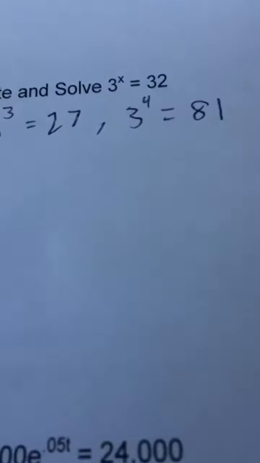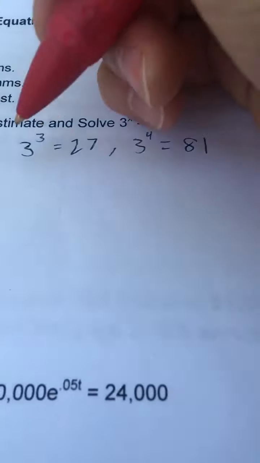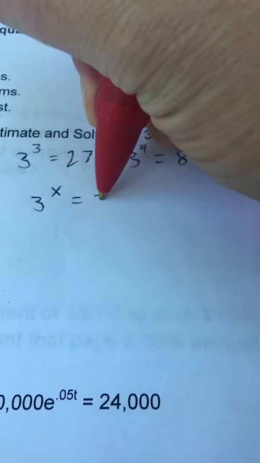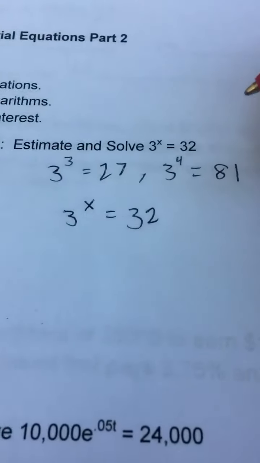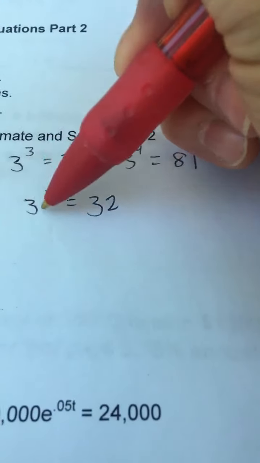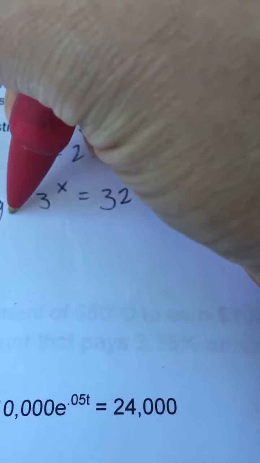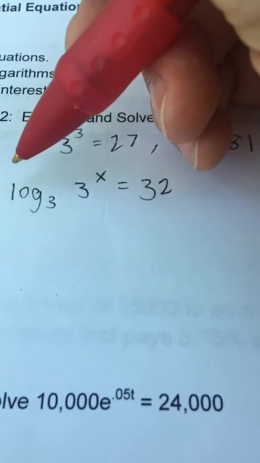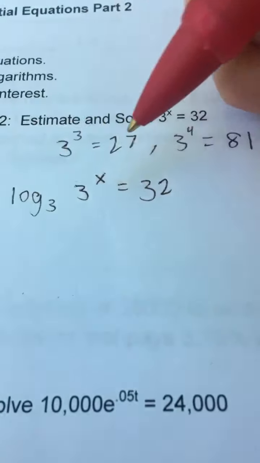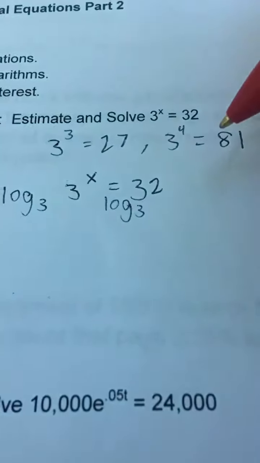Now, to find the exact answer, I can use logarithms. So let me just rewrite this problem right here. 3 to the x equals 32. Now, I could use the logarithm method. Basically, whatever the base is, base 3 this time, so I'm going to take log base 3 of this. Now, nice thing about algebra, I can do whatever I want to this side of the equal sign as long as I do it to this side of the equal sign. So I need to take log base 3 of 32.